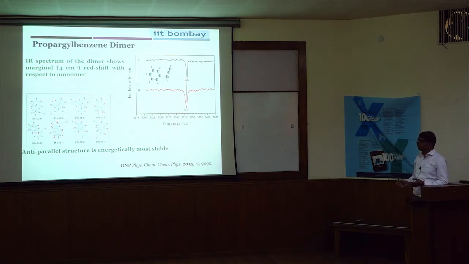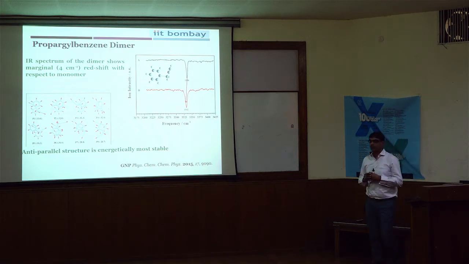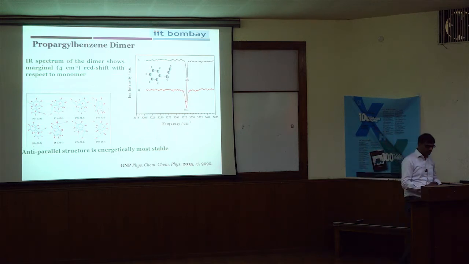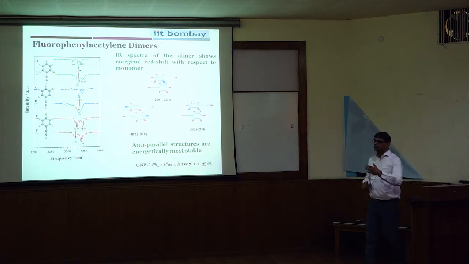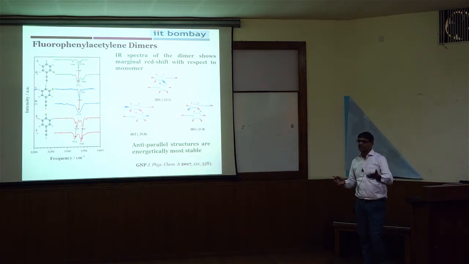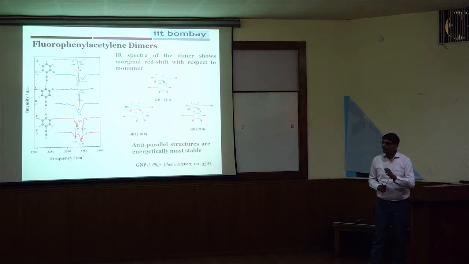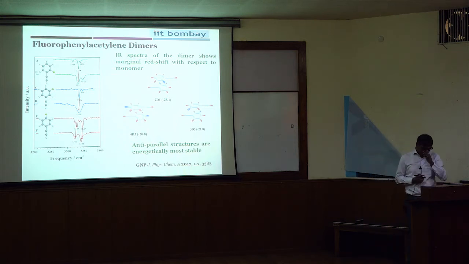This is for the propargyl benzene. Even in this case, you see a small red shift of 4 wave numbers in the spectrum, and you also have the anti-parallel pi stack structure, which is here, which is the most stable. And then we looked at 3 fluorobenzenes, 2, 3, 4 positions, and all of them give the same result. So, whenever you have a dimer, in all these cases, the anti-parallel pi stack dimer is more stable, and the IR spectrum shows a very small red shift of a few wave numbers.